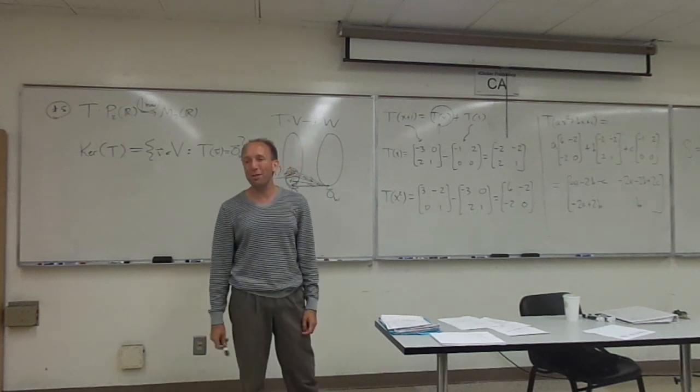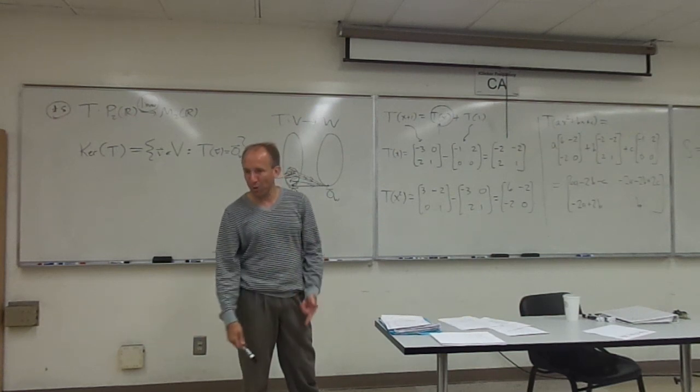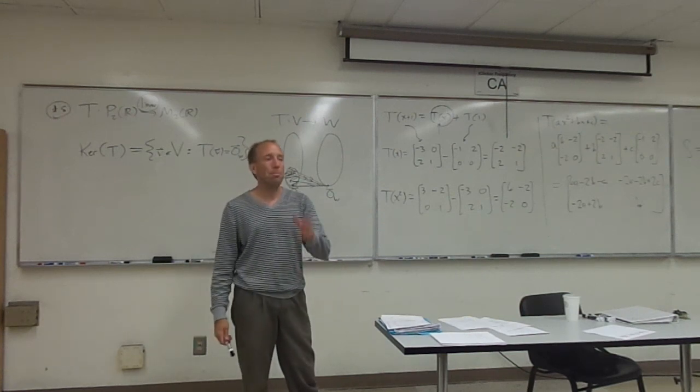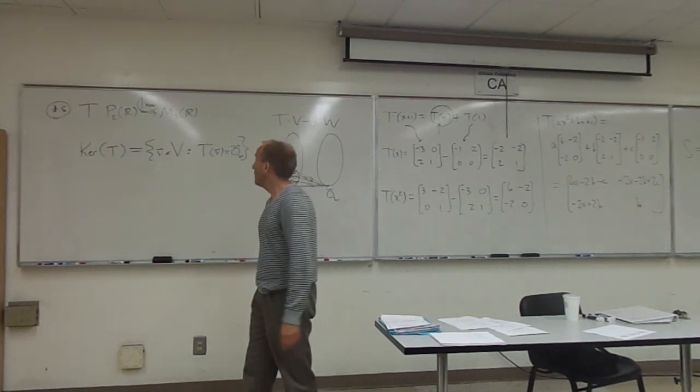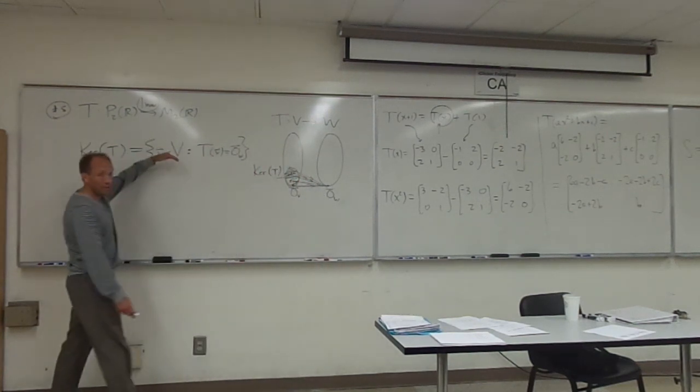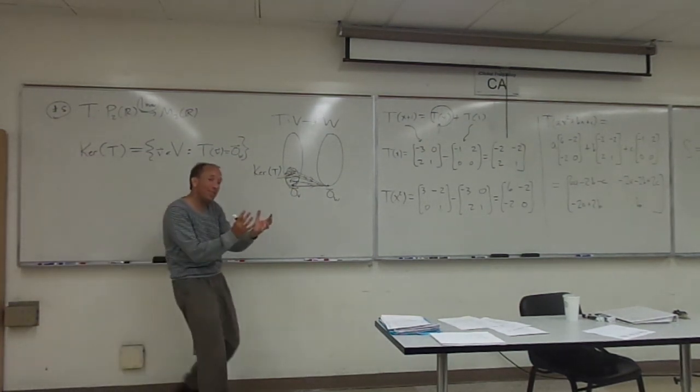If it's a subspace of V, we're going to start going to our usual questions. Find a basis for it. What's the dimension of it? All that good stuff. Okay? So, how do you find the kernel of T? You're looking for which inputs get killed.